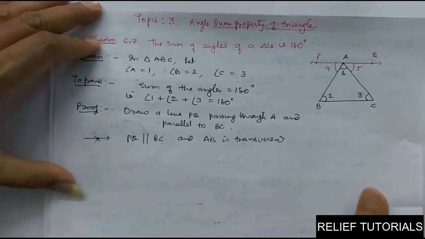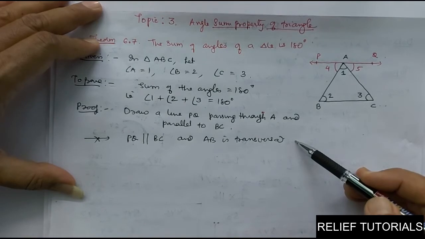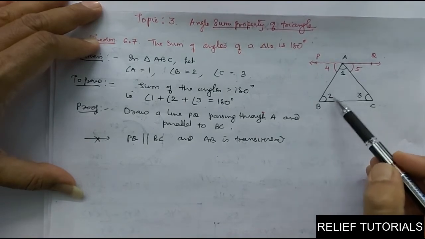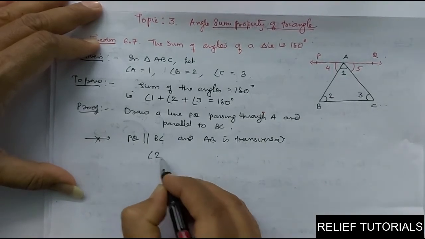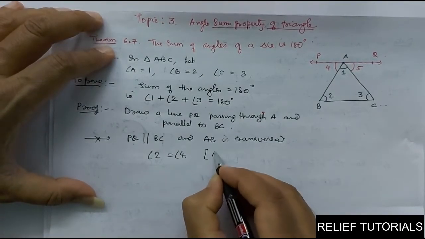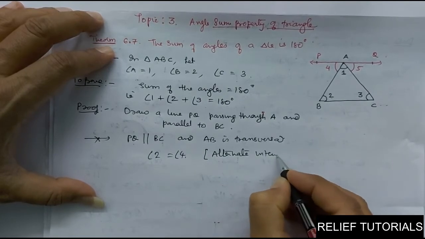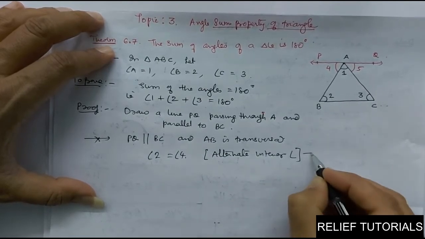Have you seen, friends, what I have done? First, PQ is parallel to BC and AB is the transversal. So I can say angle 2 is equal to angle 4. Reason, what will you write? You will write alternate interior angles. This I will take as 1.